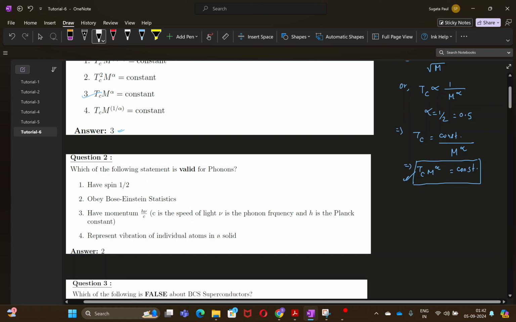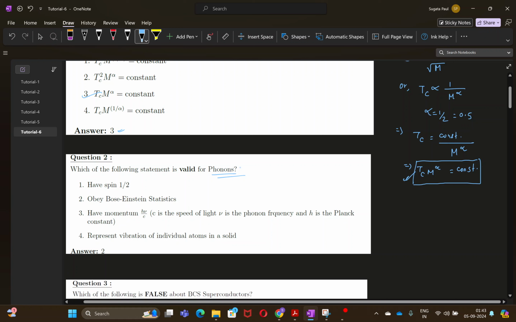Now question number 2 is: which of the following statements is valid for phonons? One is that phonons have spin half, which is not true obviously. So let us take one after another so that we can get what property is valid for phonons and what property is not. The first option is obviously wrong, because phonons, just like photons of light, are basically lattice vibrations.